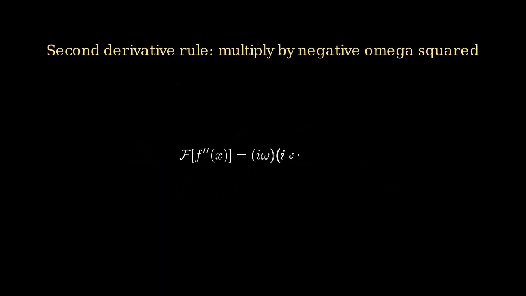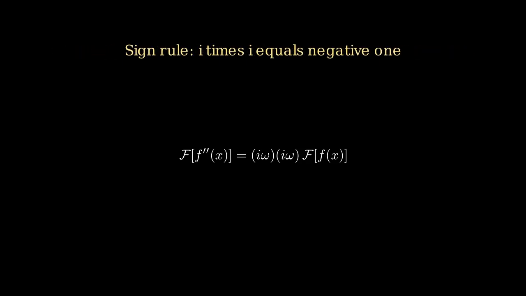Next, the rule for a second derivative. The Fourier transform of the second derivative of a function equals negative omega squared times the Fourier transform of the original function. So taking two derivatives corresponds to multiplying the transform by negative omega squared.